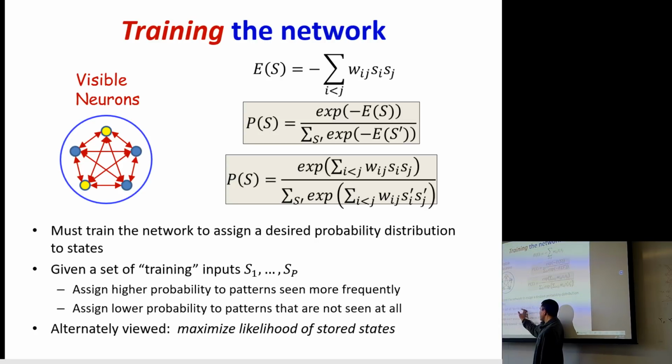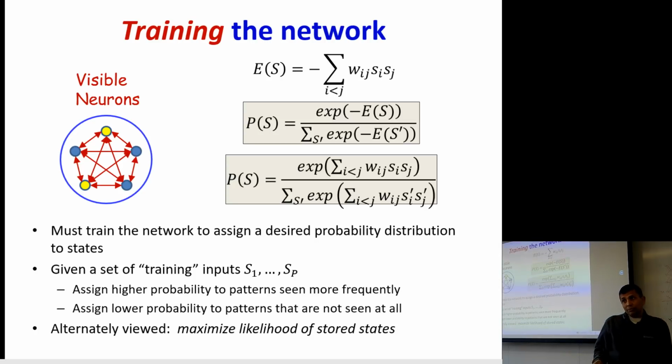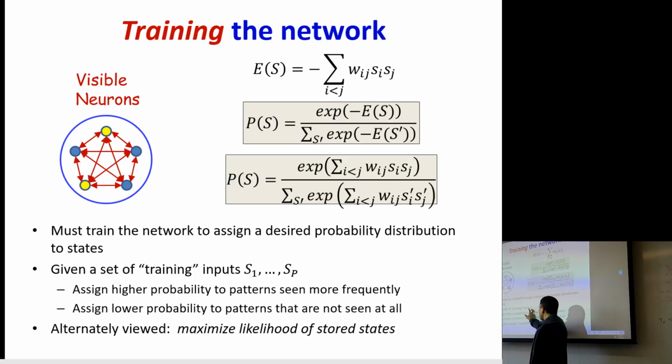So let's say I'm given some collection of training inputs. These training inputs give you the patterns that I would like to remember, but moreover, the relative frequency of the patterns in these training inputs tells me which are more frequent and which are less frequent. So you can think of these as having a probability distribution. And what I really want to do is to train a network that captures this probability distribution.